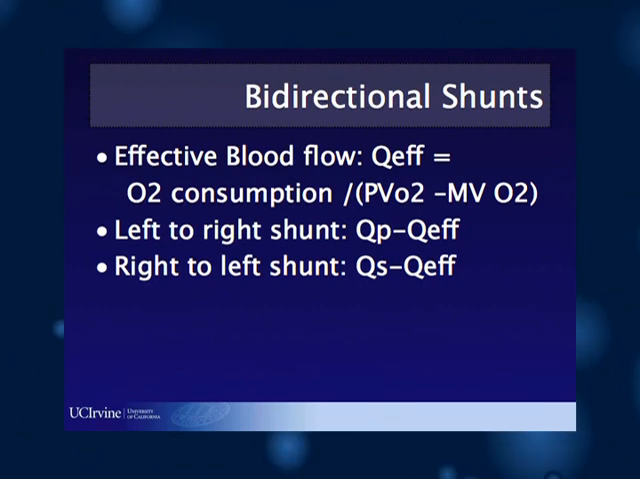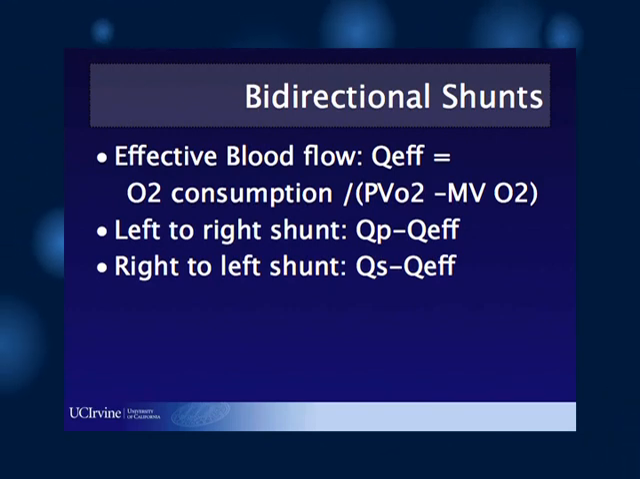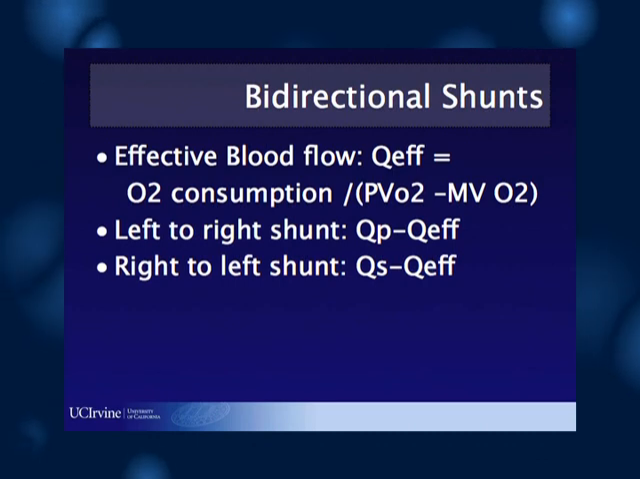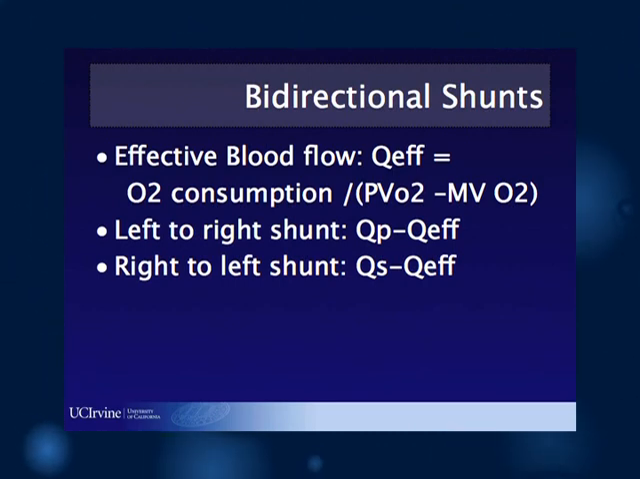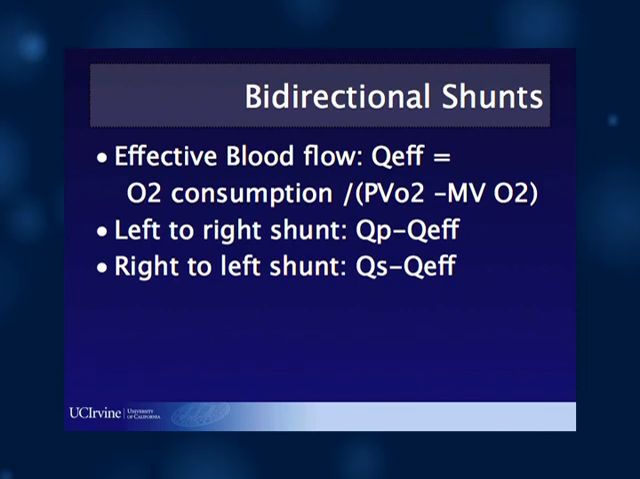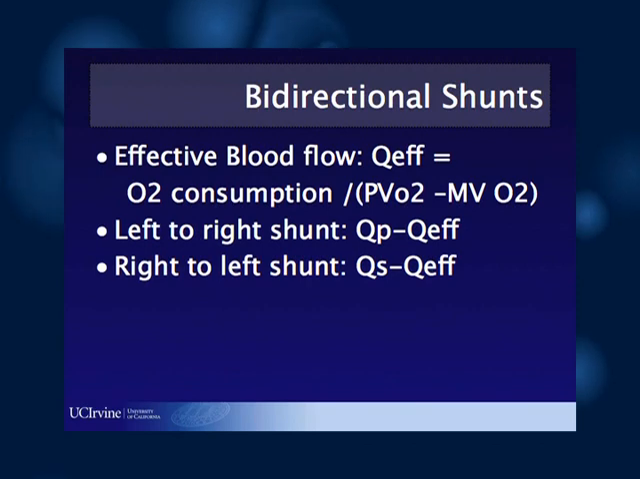So the effective blood flow is the net yield of the values taken both from left to right minus the effective blood flow and right to left minus the effective blood flow. And these formulas are again shown below. So the left to right shunt is equal to the pulmonary blood flow minus the total effective blood flow, and the right to left shunt is the systemic flow minus the blood flow going over to the left.